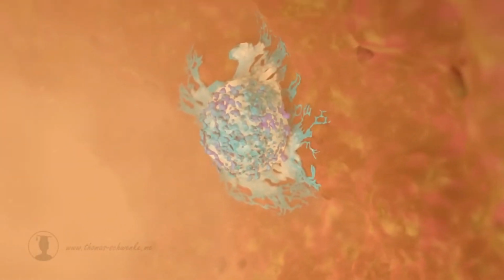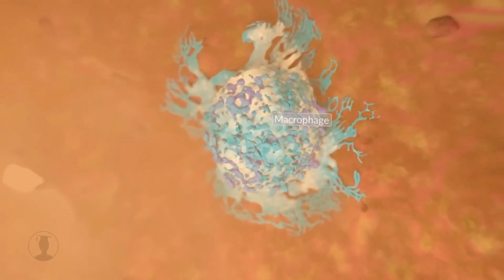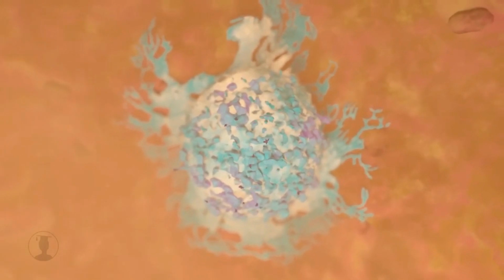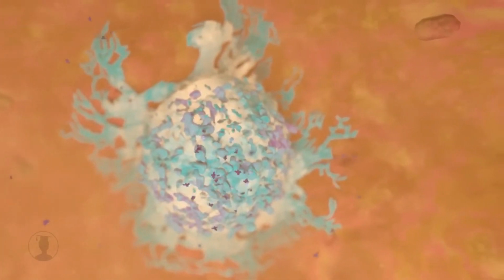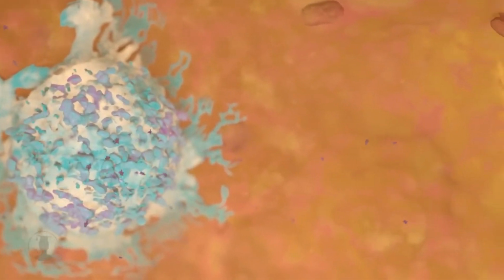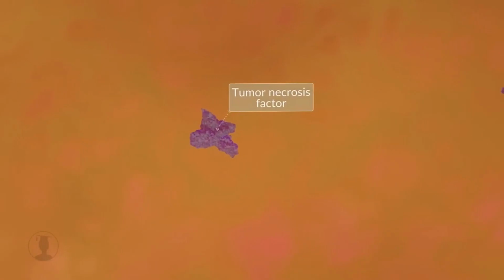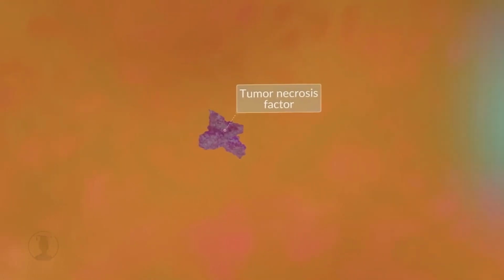Other cells of the innate immune system are macrophages. They arrive on the scene before neutrophils, phagocytose bacteria, and produce a signal substance, tumor necrosis factor. It suppresses the feeling of hunger, causes fever, stimulates leukocyte production.